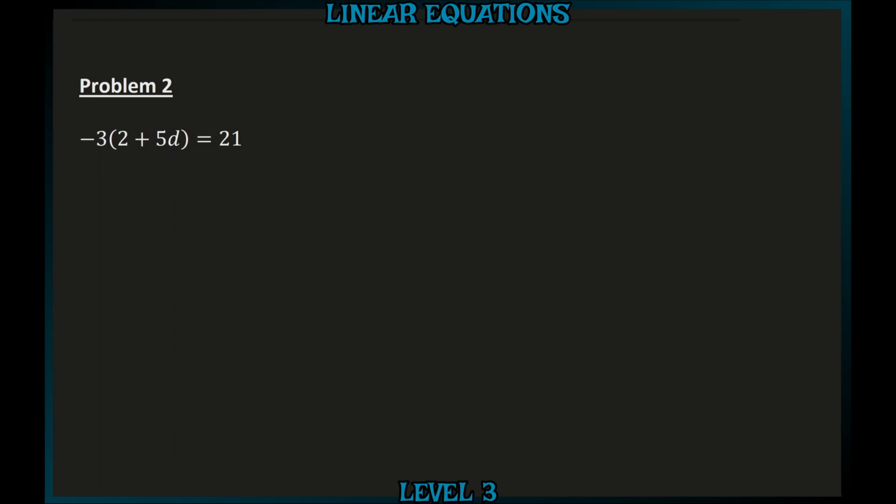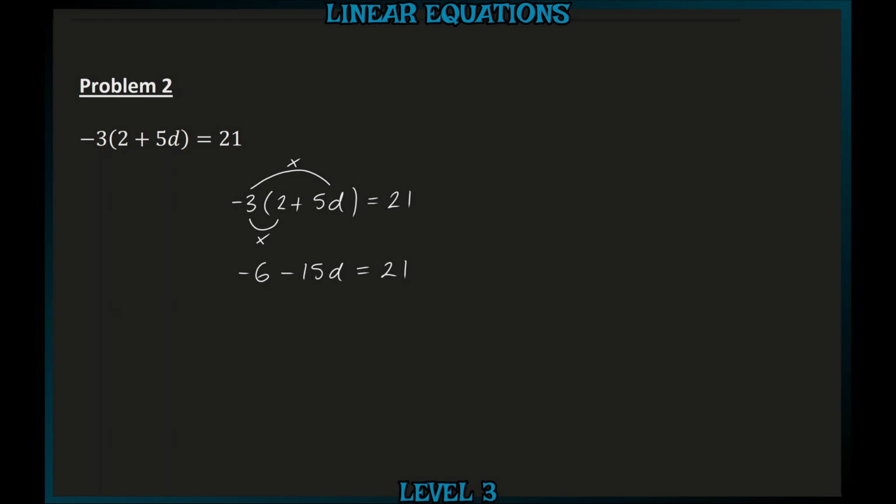In problem 2, we're solving the equation minus 3 multiplied by 2 plus 5d is equal to 21. Now to start, we'd like to remove the minus 3 that's multiplying the bracket. And there are a couple of different ways we could do this, but the most common is to expand the bracket. So we're first going to multiply minus 3 by 2, which gives us minus 6. Then multiply minus 3 by 5d, which gives us minus 15d, and we still have an equal 21 on the other side.